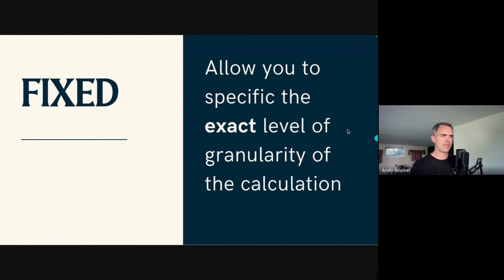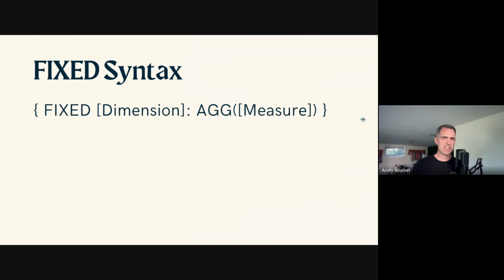So we have different types of level of detail expressions. The thing I like about a fixed level of detail expression is that I can specify the exact level of granularity I want it to use, which also makes naming the calculation very simple. Somebody can easily pick up a level of detail expression calculation and know what it does if you give it a proper name. And this is the general syntax.